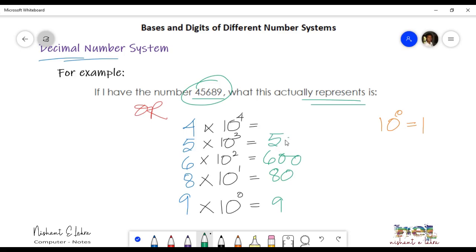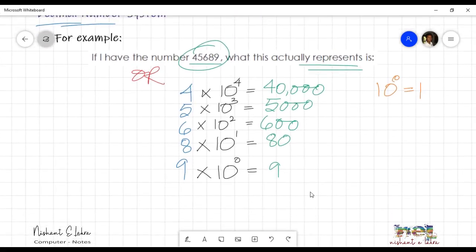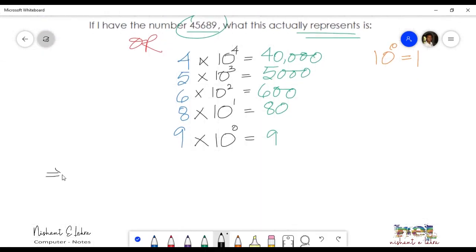10 to the power 2 is 100. So 6 into 100 is 600, and 5 into 10 to the power 3 is 5,000, and 4 into 10,000 will be 40,000. Right, now it's very clear for us to understand the position of every digit, right? Ones, tens, hundreds, thousands, and 10,000s.